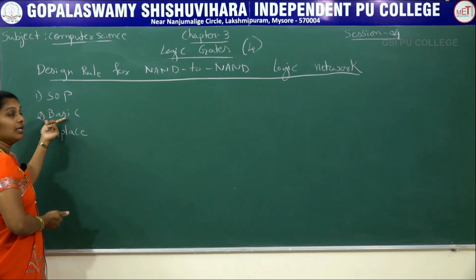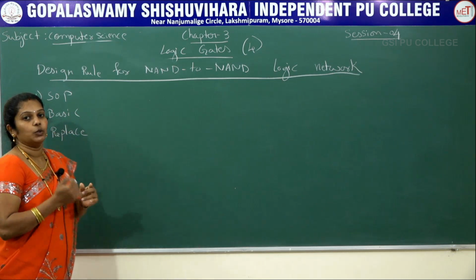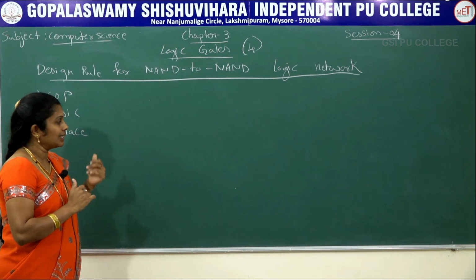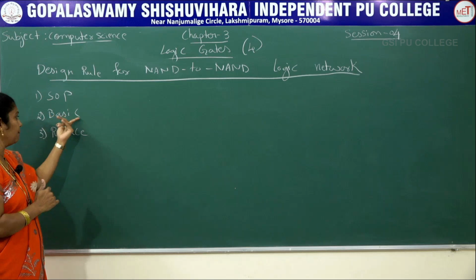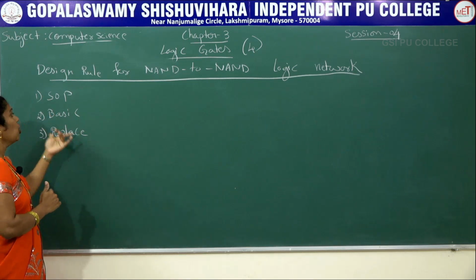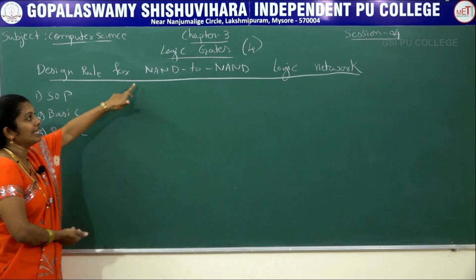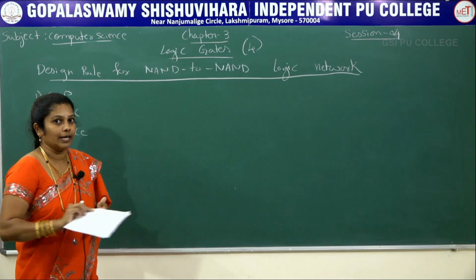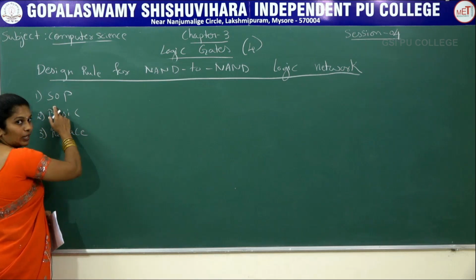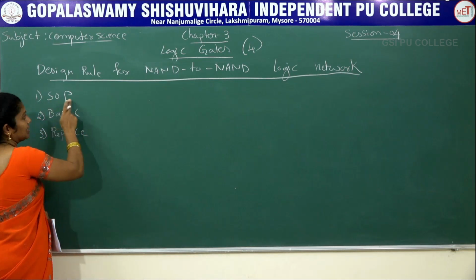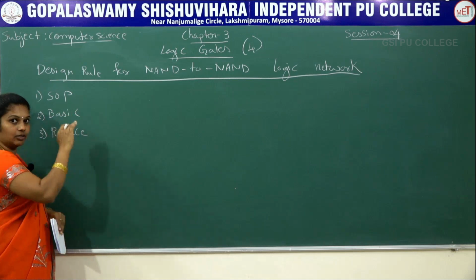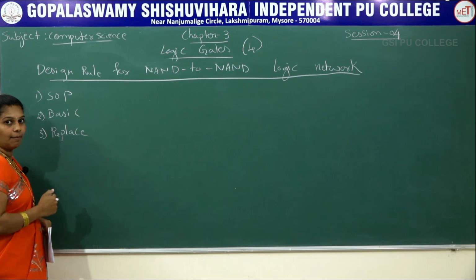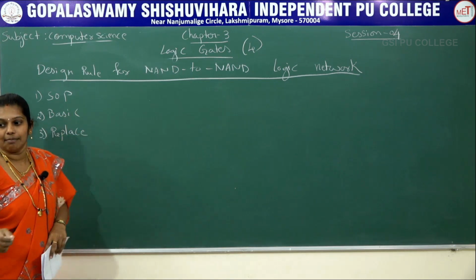Then next, write down the same expression by using basic circuits, that means AND, OR or NOT, and draw the circuit diagram with those. Then finally replace all the basic gates by NAND symbols only. First, check whether the expression is in sum of product form. Then write the circuit diagram by using basic gates. Then finally replace all the basic gates by NAND symbols only.